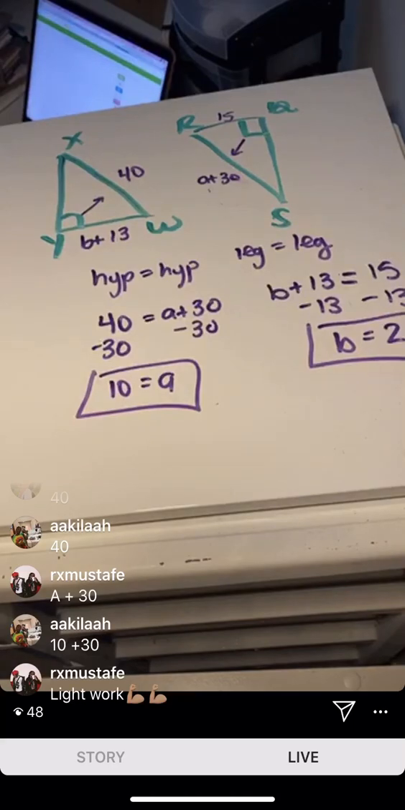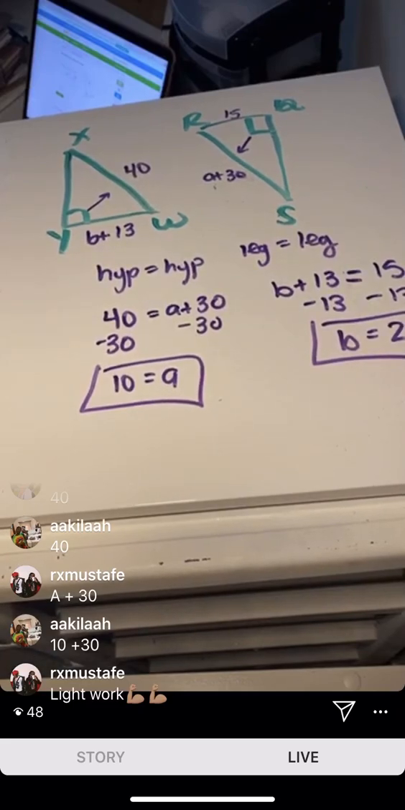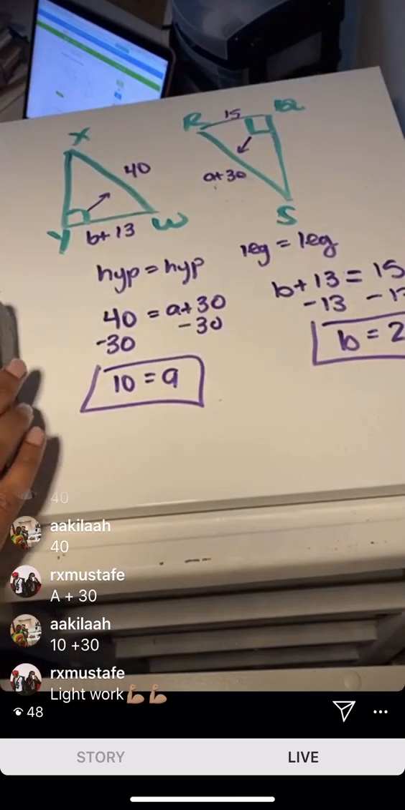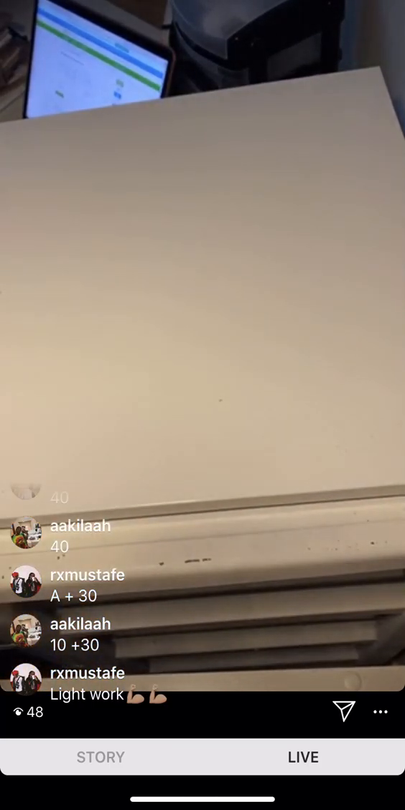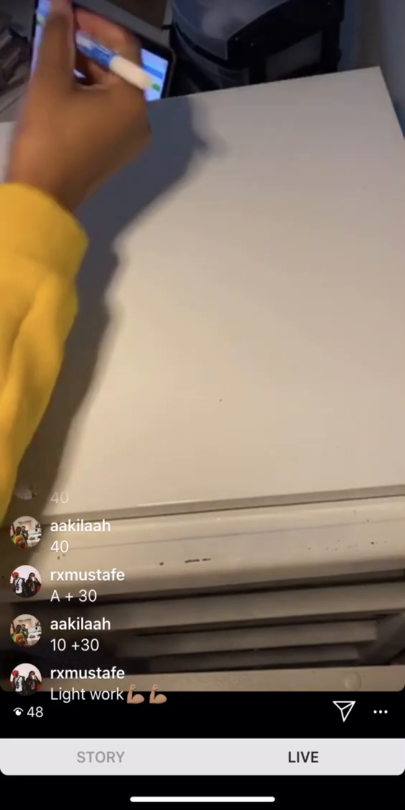Light work. I'm going to give y'all one more problem to do by yourself. All right. Can I erase? Take a picture. Do what you need to do. I'm erasing. All right. This one I want y'all to try by yourself and then put your answer in the comments and then I'll work it out.